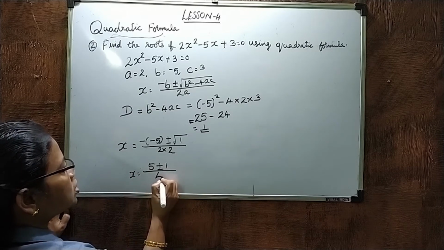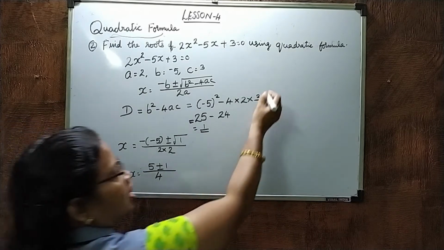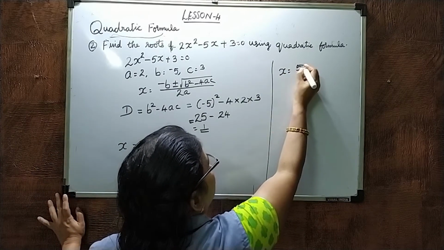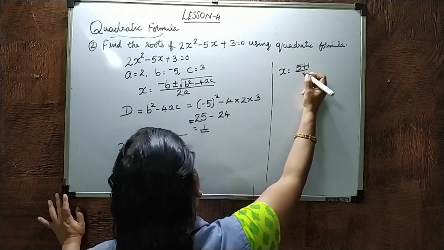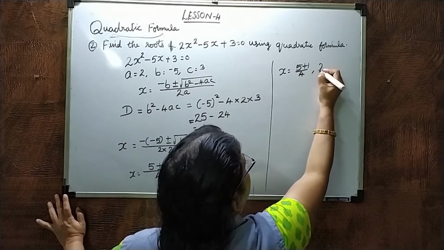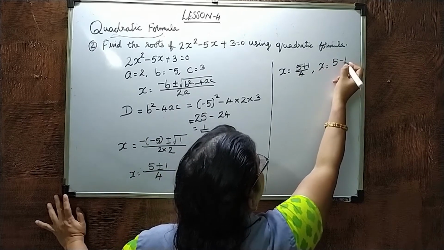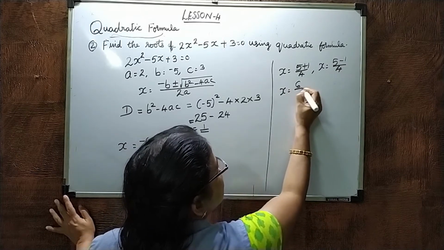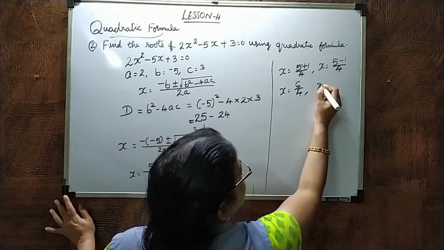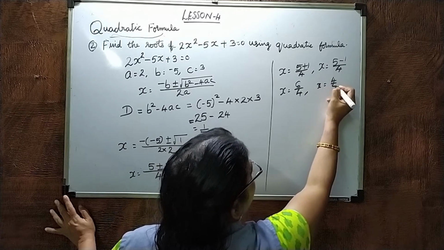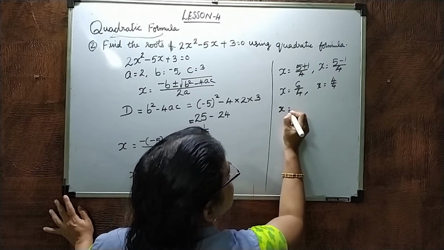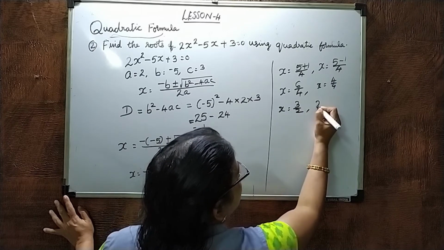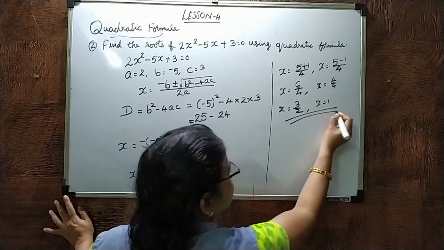2 into 2 is 4. Then after this what you should do? x is equal to (5 plus 1) the whole divided by 4 and x is equal to (5 minus 1) the whole divided by 4. So x is equal to 6 by 4 and x is equal to 4 by 4. That is x is equal to 3 by 2 or x is equal to 1.